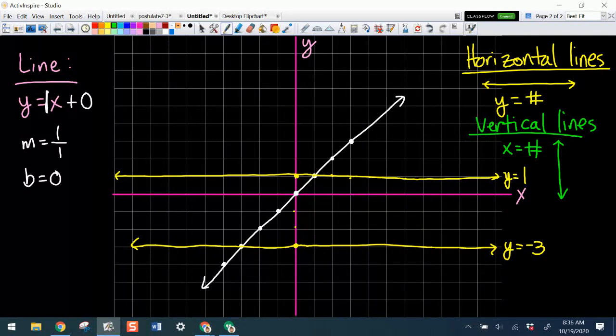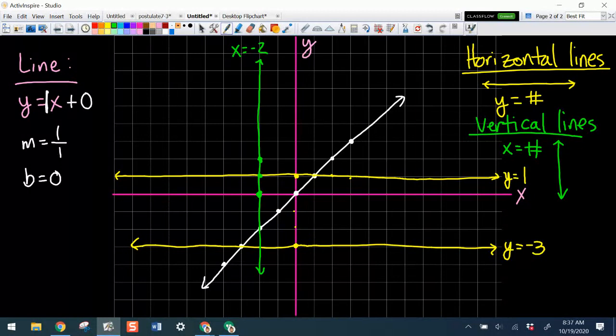For example, right here on the x-axis, x equals negative 2. And likewise, at this coordinate, x is still negative 2. Y changed to 1, but x is still negative 2. And likewise, x is still negative 2 here, y is positive 2, but x is still negative 2. And so every single point on this line, x equals the same number. x equals negative 2.